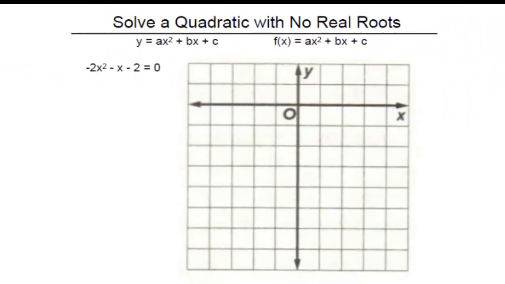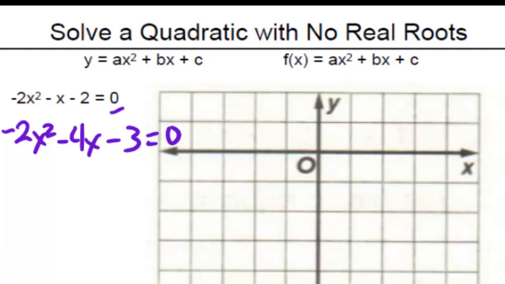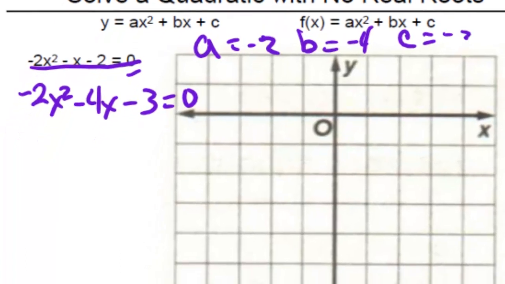Now they want us to solve a quadratic with no real solutions. And this looks like it's supposed to be... Right, you know what, we got an actual error here. This is supposed to be negative 2x squared minus 4x minus 3 equals 0. So that's actually incorrect. So let's use the a value of negative 2, the b value of negative 4, and the c value of negative 3.